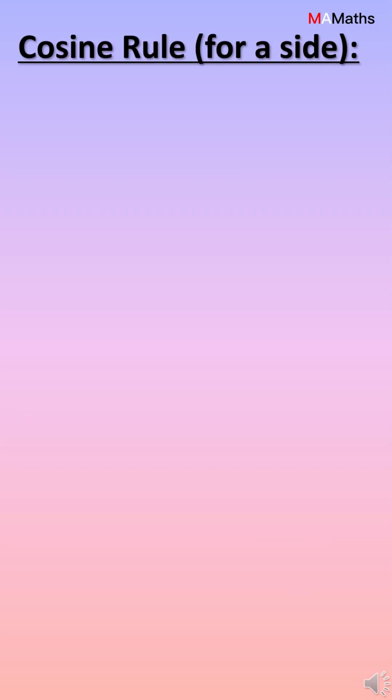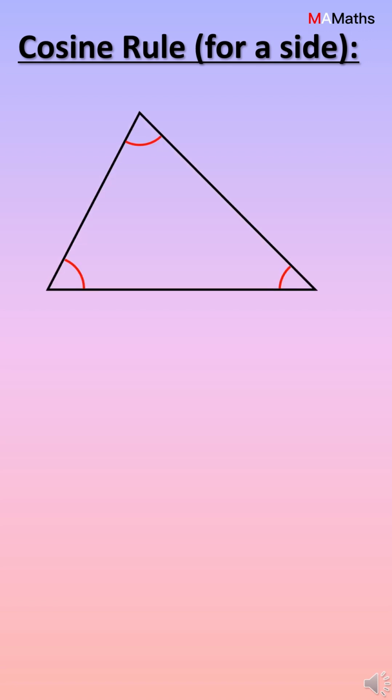Now we move to the cosine rule. As with the sine rule, we can use the cosine rule to solve for a side, or we can use it to solve for an angle, but under different conditions. So again, we have our non-right triangle with vertices A, B, C and corresponding sides a, b, c.